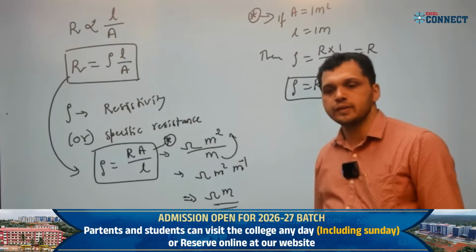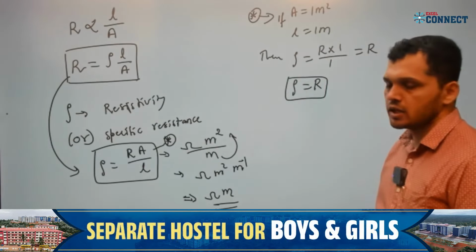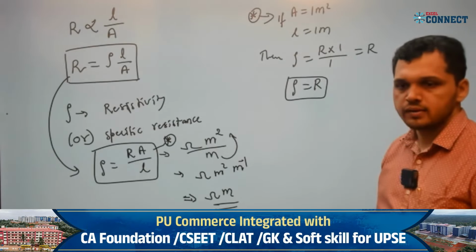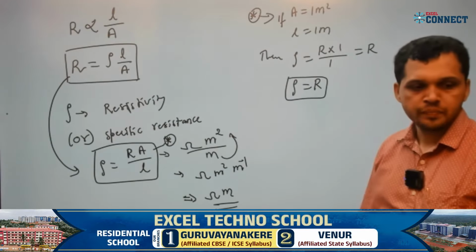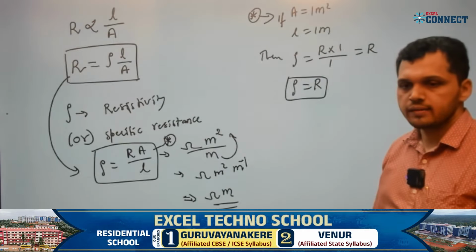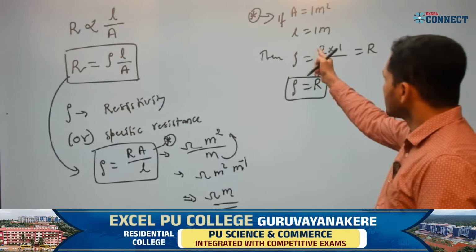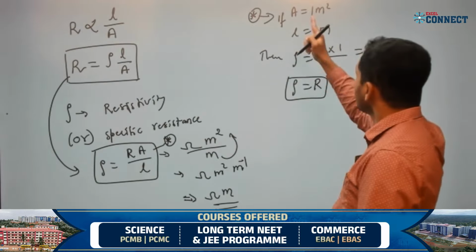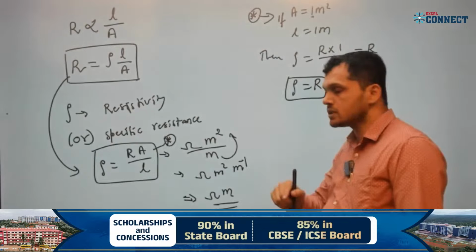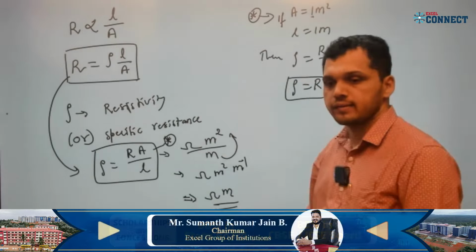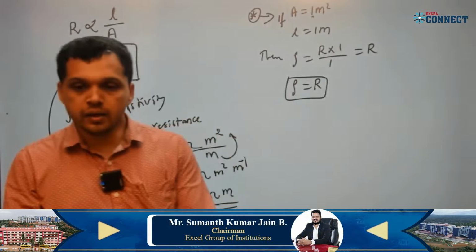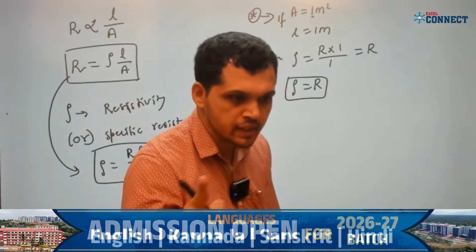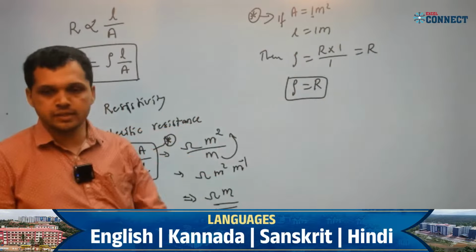Now what is the meaning of this? Students, anyone? If you take the area of cross section of the wire as 1 meter square, length of the wire as 1 meter, then we got rho is equal to R. R is the electrical resistance and rho is the resistivity.